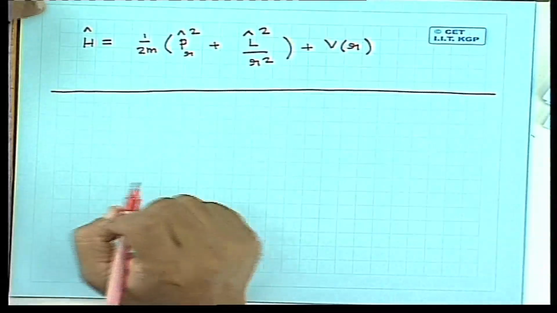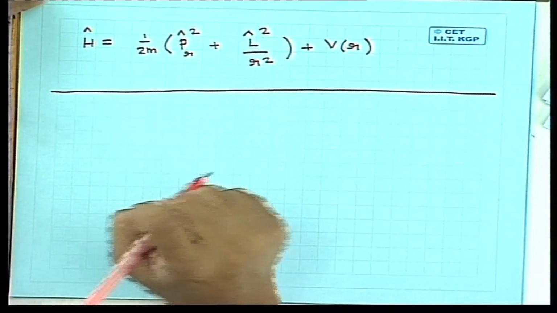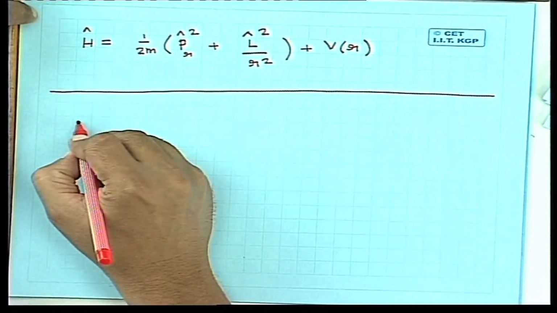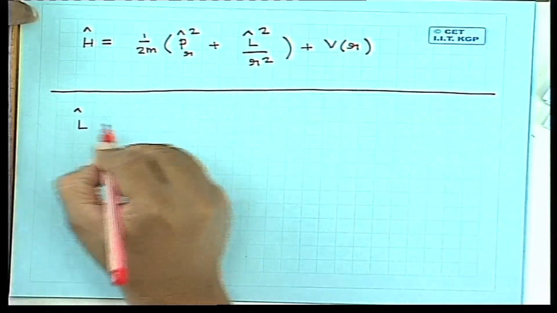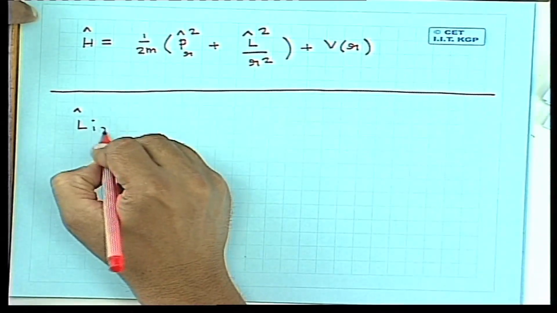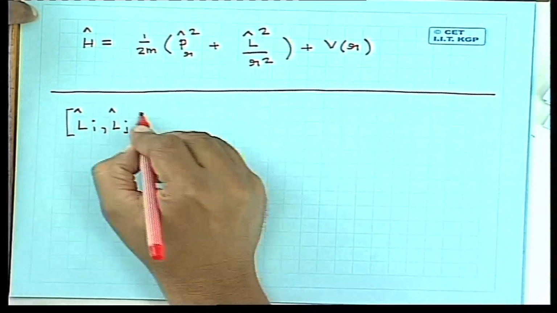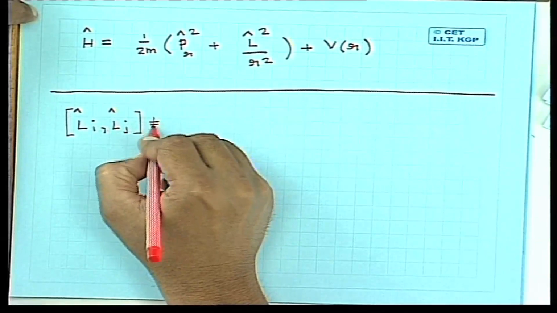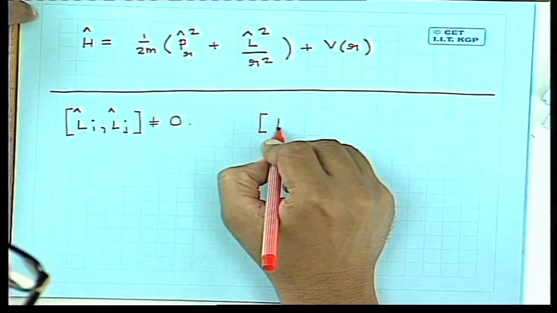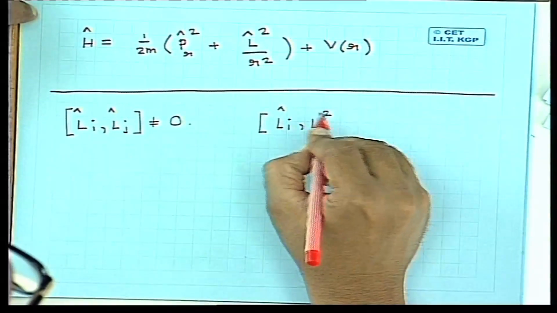So this is the first point. The second point I would like you to note is as follows. We have worked out the commutation relation between the various components of L. We find that the different components of L do not commute amongst themselves. Right, this is not equal to 0. But all the components of L commute with L squared.